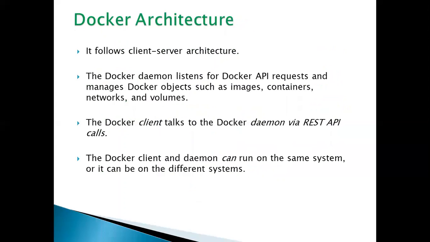See, this is the Docker architecture explained here. What are the Docker functionalities, and what are the components in this? So the Docker daemon listens to the Docker API requests and manages Docker objects such as images, containers, networks, and volumes. And Docker clients talk to the Docker daemon. It's actually a server engine, so it talks via REST API calls. The Docker client and daemon can run on the same system or on different systems.